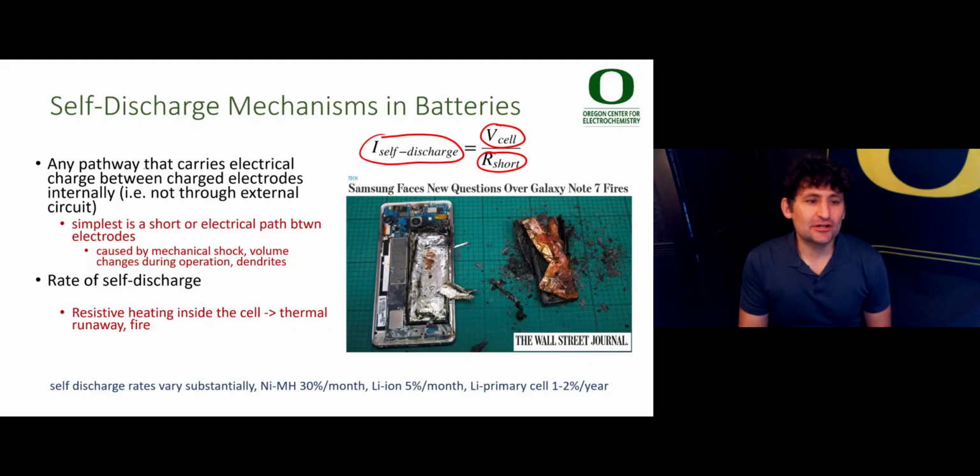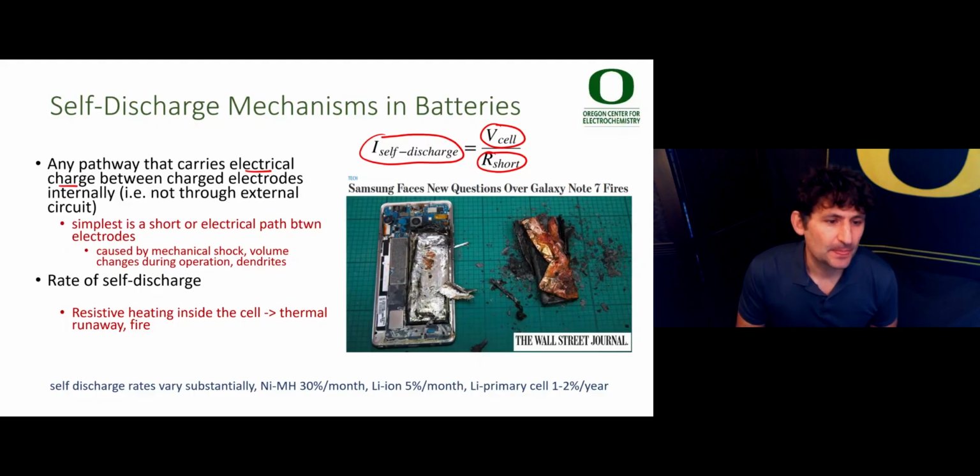Any pathway that carries electrical charge between charged electrodes internally, i.e., so the electrons don't have to go through the external circuit where they do work, is a self-discharge. The simplest is a short or an electrical path between electrodes. It can be caused by, for example, mechanical shock, volume changes during operation, or dendrites.